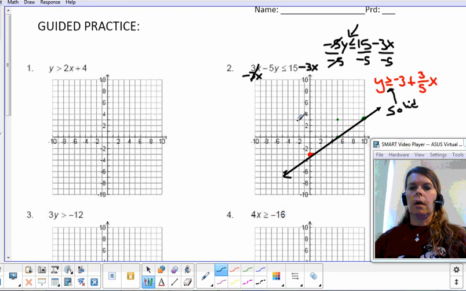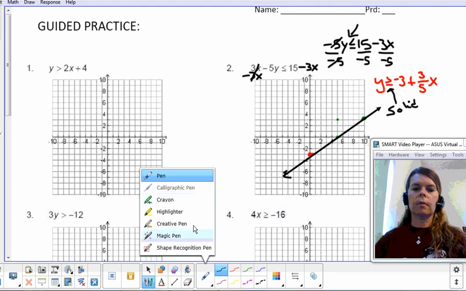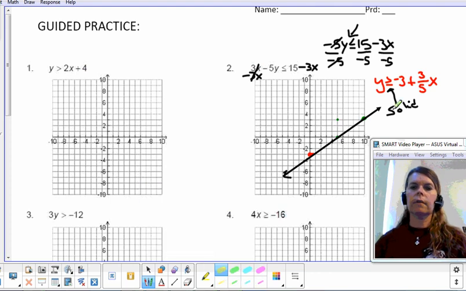Alright, and then the last step is shade. So let me go grab my highlighter. And we have to decide, okay, if y is greater than or equal to this line, or this negative 3 plus 3/5 x, if it's greater than, we're going to shade above it. Now our line would actually continue on forever and ever and ever going that way. So we're going to shade all of this over here, and it would go on forever. We only get a little picture of it from this little graph. I think you got the idea, hopefully.